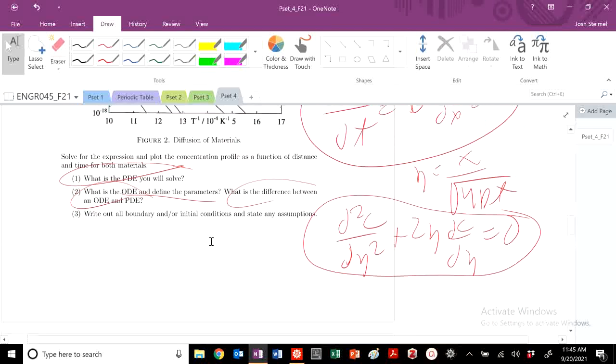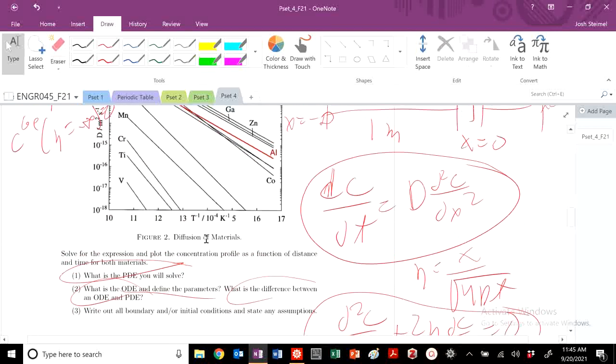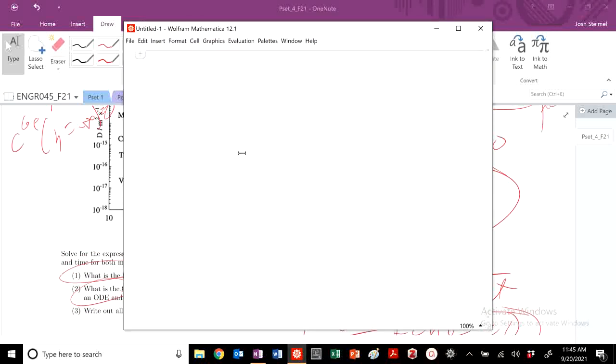Actually, we just need the boundary conditions and initial conditions. So we've already set it up. In order to solve your differential equation, remember we just do dsolve. What is our differential equation? Well, again, C is a function of eta, and I think you need eta double bracket, plus 2 times eta times C, the concentration, of eta, set equal to 0.